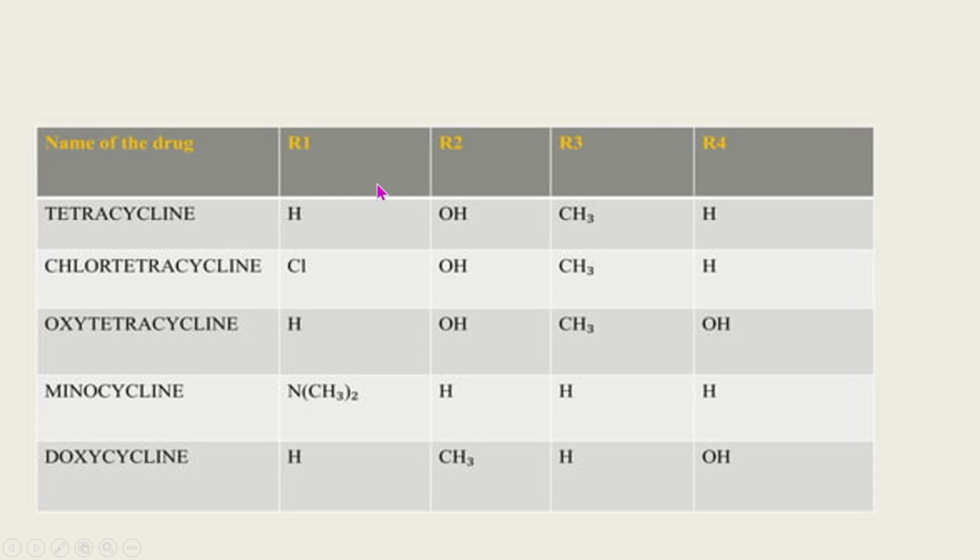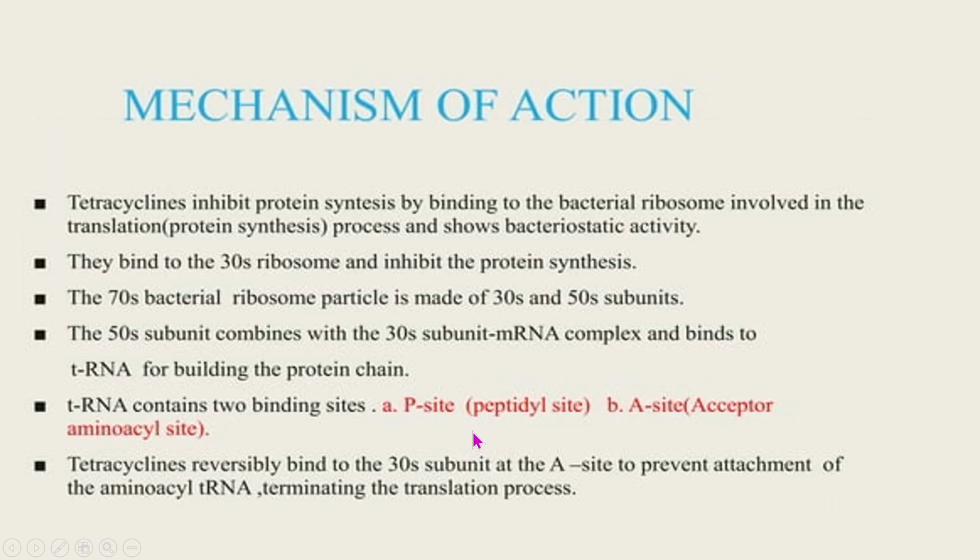Tetracycline has hydrogen at the R1 position, a hydroxyl functional group at R2, CH3 at the R3 position, third carbon atom, and R4 is substituted with hydrogen. Likewise, the substitution chart is specified here for all the drugs. Now, what is the mechanism of action of this particular class of antibiotic?